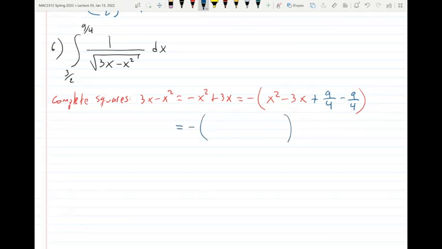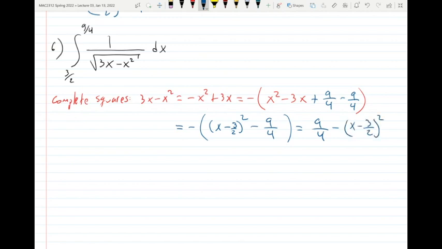Okay, so that means that this becomes negative. Now inside the parentheses, this part right here is a perfect square. What is it? We already know that it's going to be x minus something squared. That something is actually this number divided by 2. So it's going to be x minus 3/2 squared, and then minus 9 over 4. And now I'm going to distribute the negative, which will flip these terms. So that will be 9 over 4 minus x minus 3/2 squared. We okay with this?